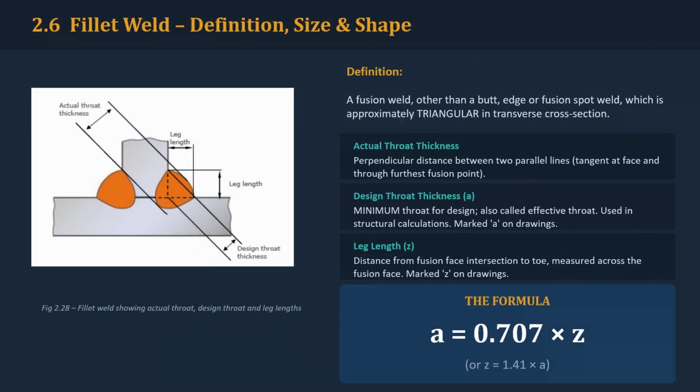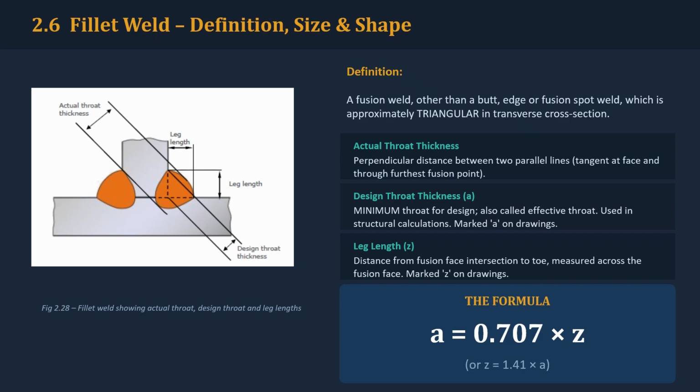A fillet weld is a fusion weld with an approximately triangular transverse cross-section. For inspection purposes, three dimensions are particularly important. The first is the actual throat thickness. This represents the perpendicular distance associated with the actual weld geometry between the relevant surfaces. The second is the design throat, often identified by the symbol A. This is the minimum effective throat required by the design. The third is the leg length, identified by Z. The leg length is measured from the intersection of the fusion faces to the toe along the relevant fusion face.